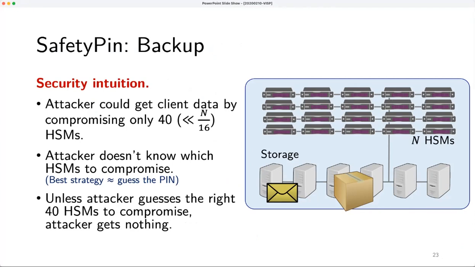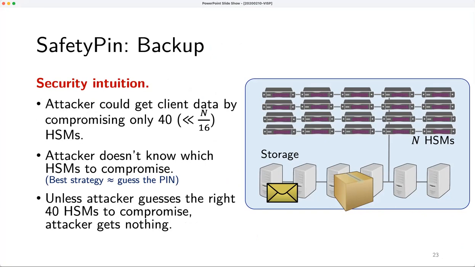This is a relatively small number of HSMs out of the, I don't know, tens of thousands of HSMs in the data center. But the problem is the attacker doesn't know which 40 it needs to compromise. And the reason is because the 40 HSMs that you picked depend on your PIN. So the attacker's best strategy essentially is to just guess your PIN at this point.